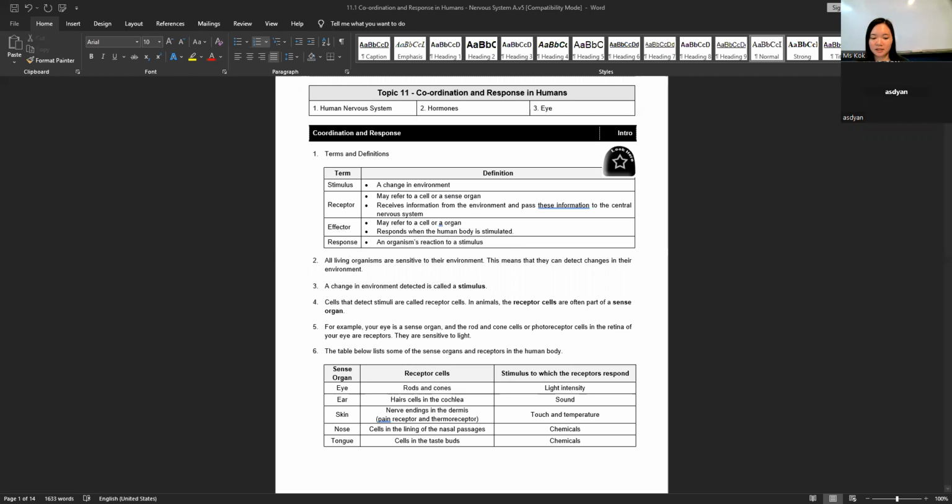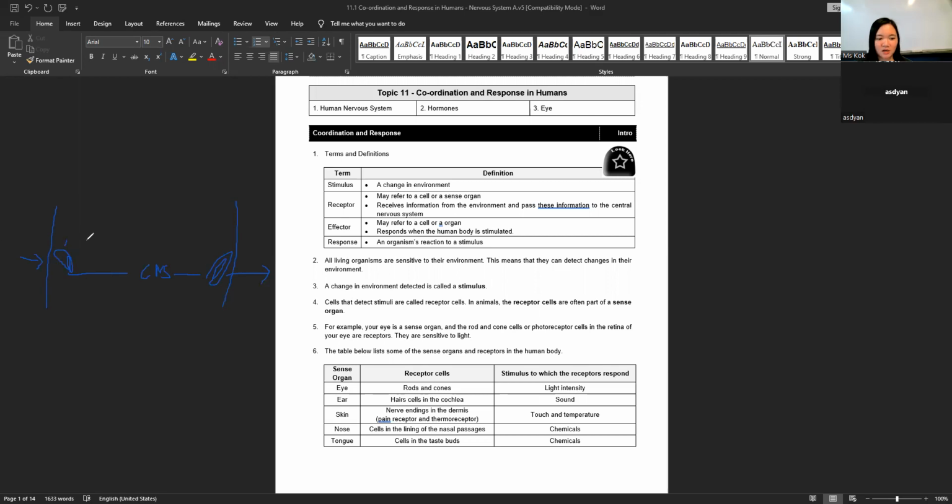So it looks something like this. We have the stimulus, and then the stimulus will be detected by the receptor. The receptor will then send information to the central nervous system. The central nervous system will then send information to the effector. The effector will then carry out the response like this. So the stimulus is outside of the body, and the response is also outside of the body.